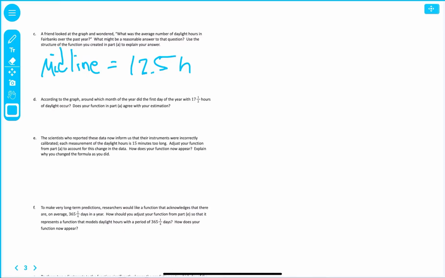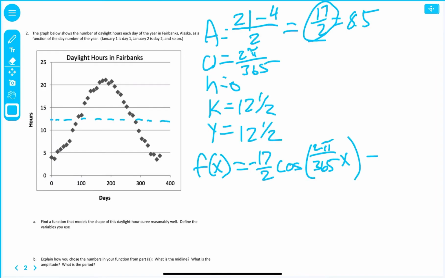According to the graph, around which month of the year did the first day of the year with 17 and a half hours of daylight occur? Does your function in part A agree with your estimate? So we're looking for 17 and a half hours. What is the first month that that's going to take place? We would probably say maybe this one.